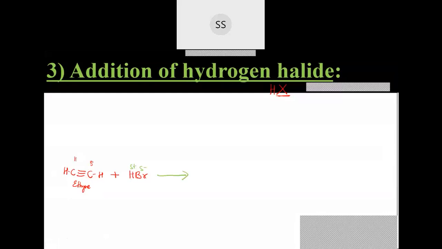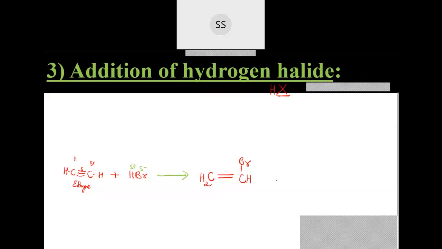On addition, this carbon now will have two hydrogens. Initially it had one hydrogen. Now you're breaking this bond and adding one hydrogen across this, one bromine across this. So I will have CH2, then double bond, and then CH, but to this carbon you will have one bromine extra, instead of that bond. Now further the reaction can happen.